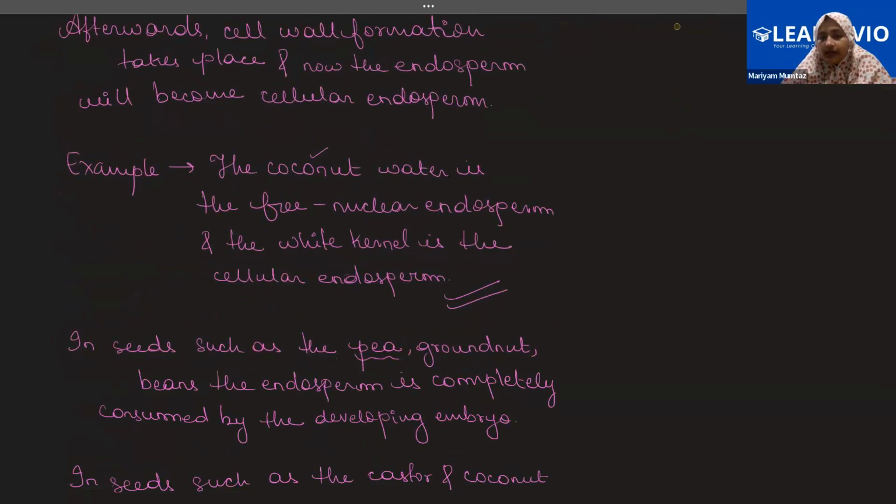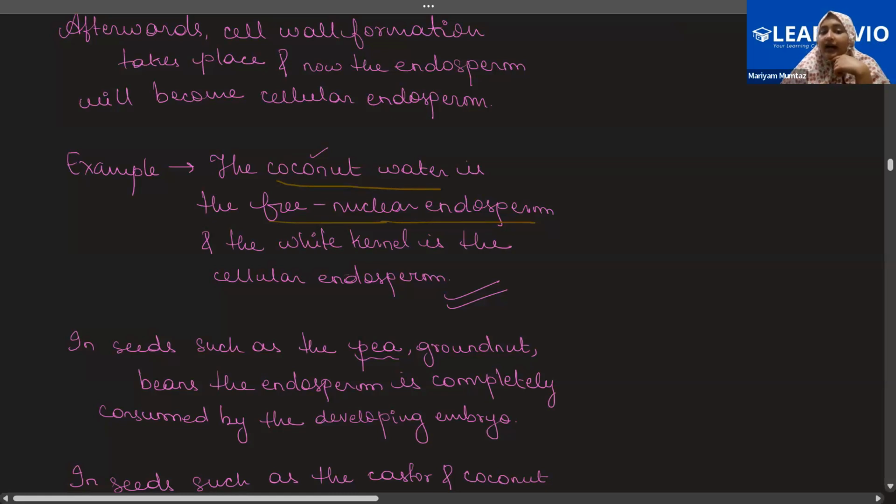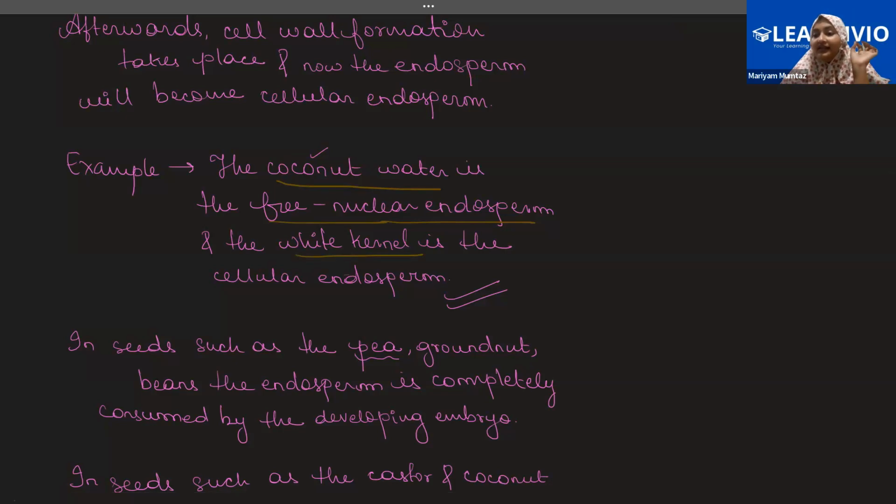But there is one example, the coconut, right? The coconut water that we drink is the free nuclear endosperm of the plant. It is a nutritive tissue. That is why it is so high in nutrition that many a times it is advised to drink this in the summertime, right? But talking about the white kernel part, have you had the white part of the coconut? It's very tasty, right? That part is the cellular endosperm because it is very thickly formed.